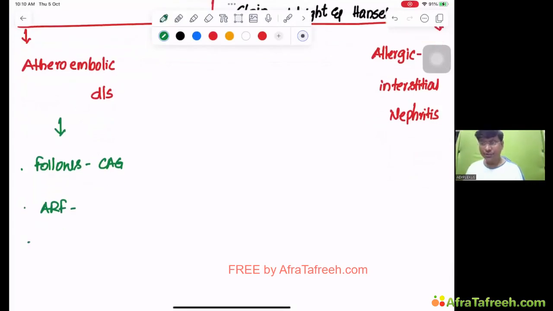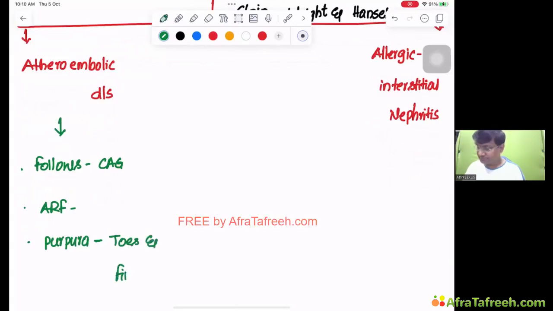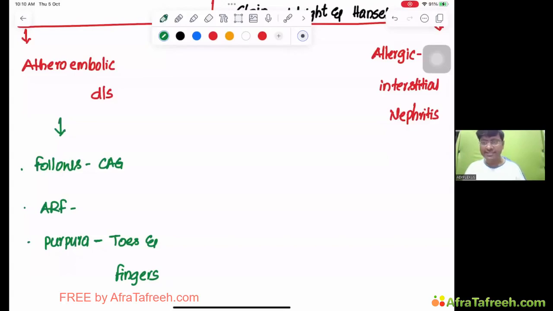And you will notice that on examination, there is presence of purpura over the toes and fingers. Right? Purpura over the toes and fingers. That is what you will observe in atheroembolic disease, which occurs after the coronary angiogram.